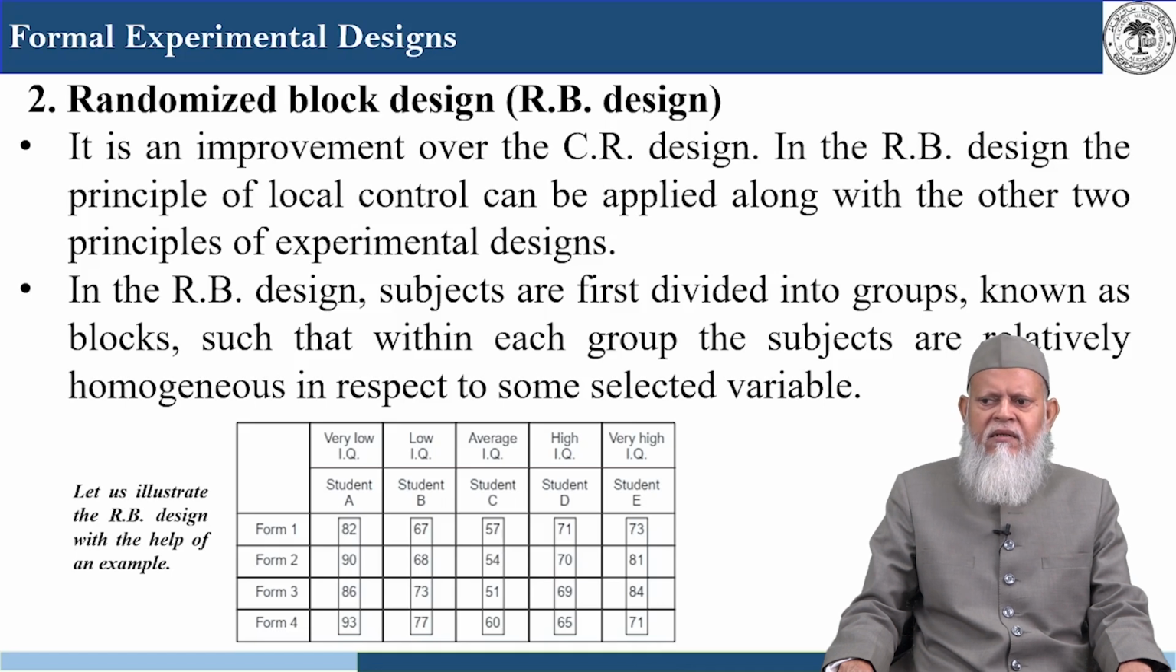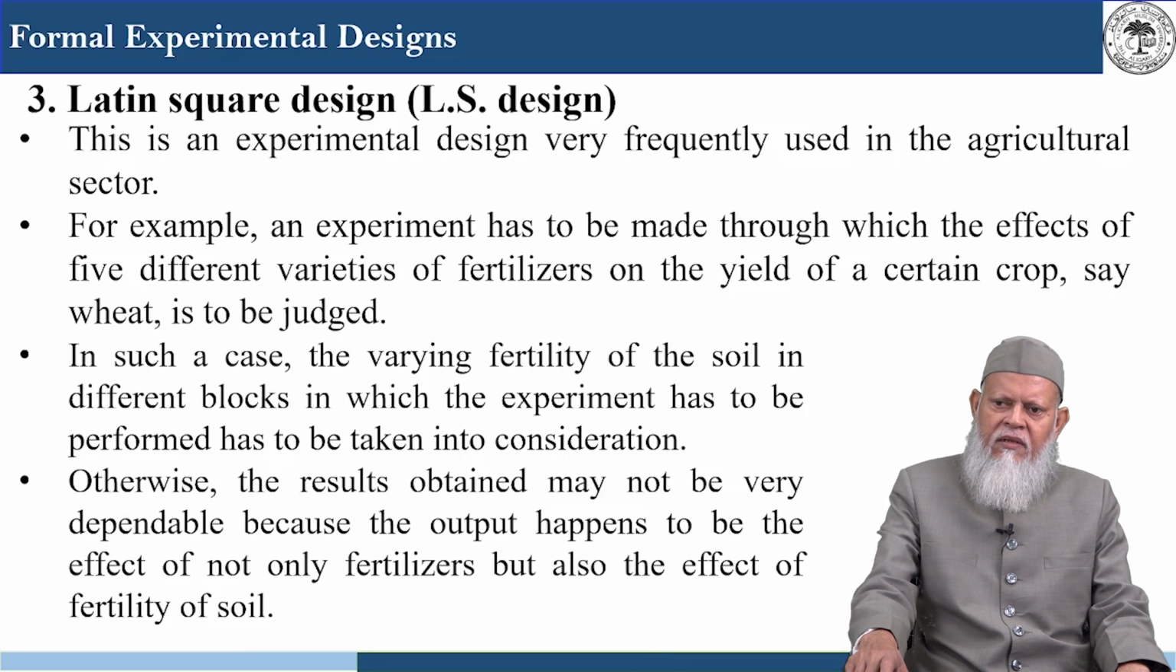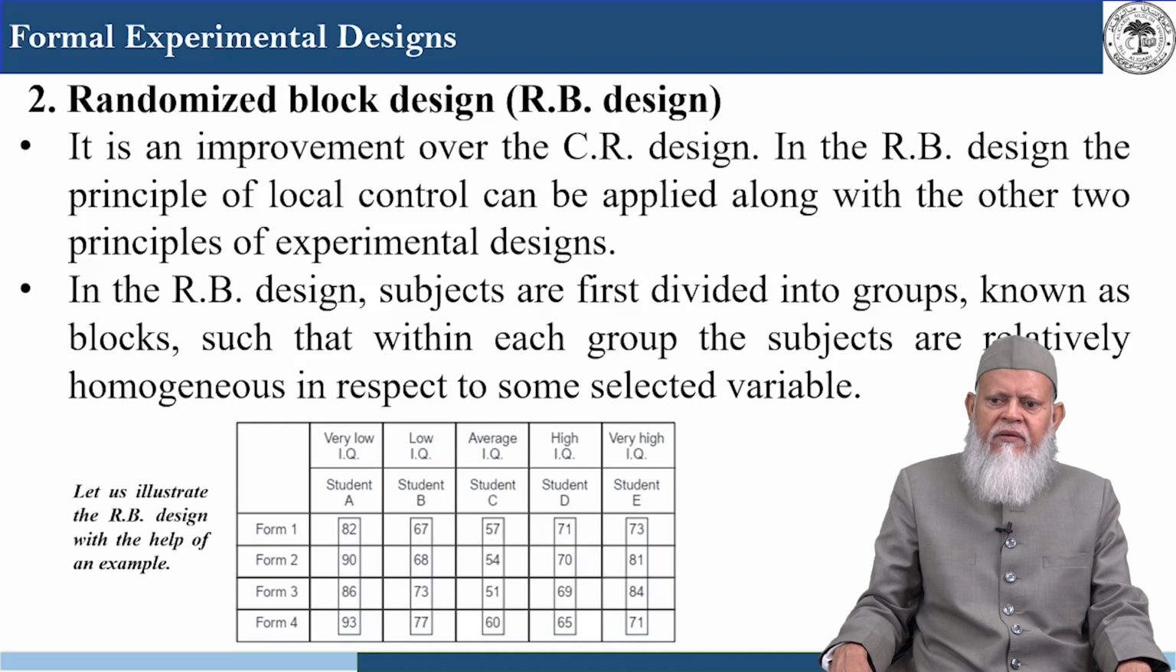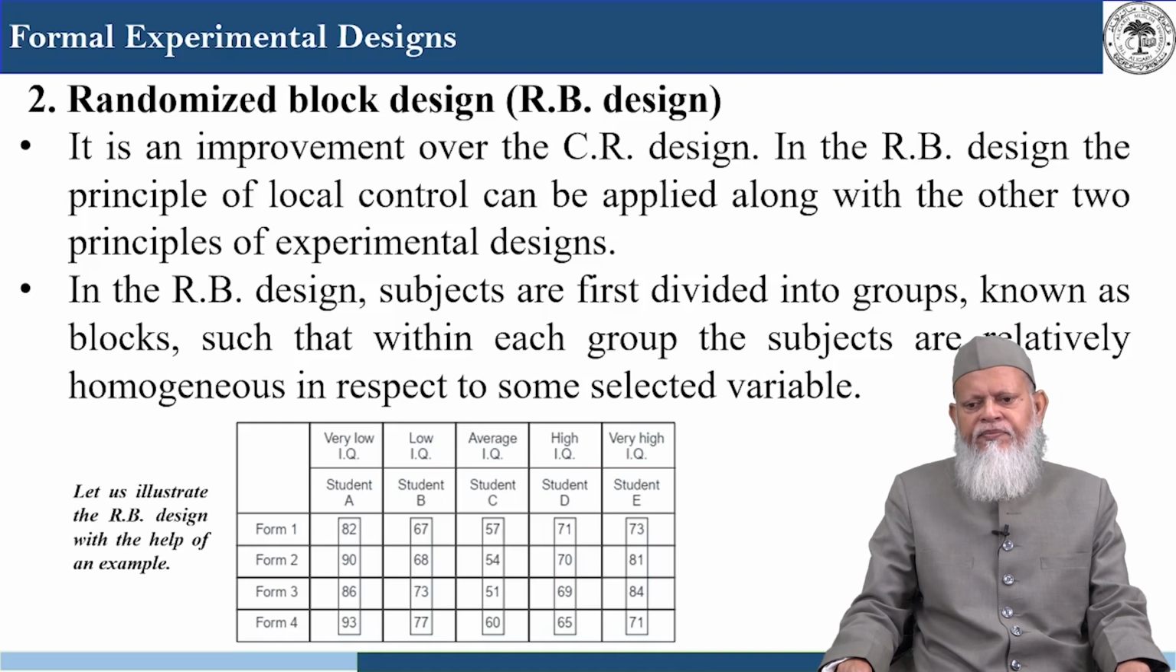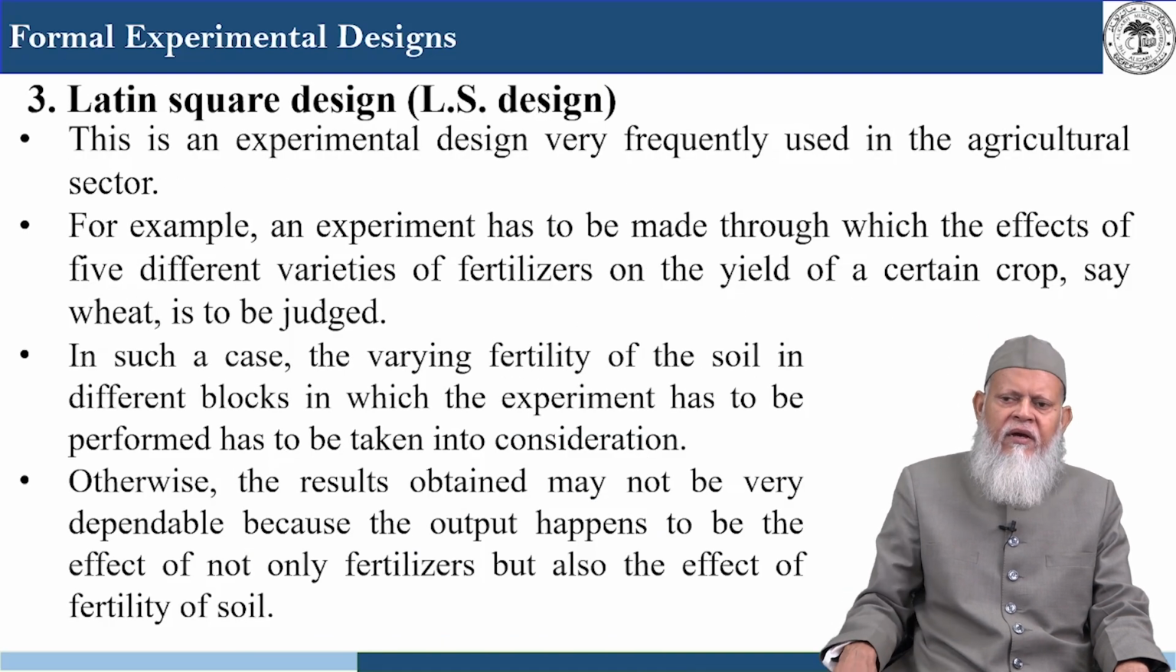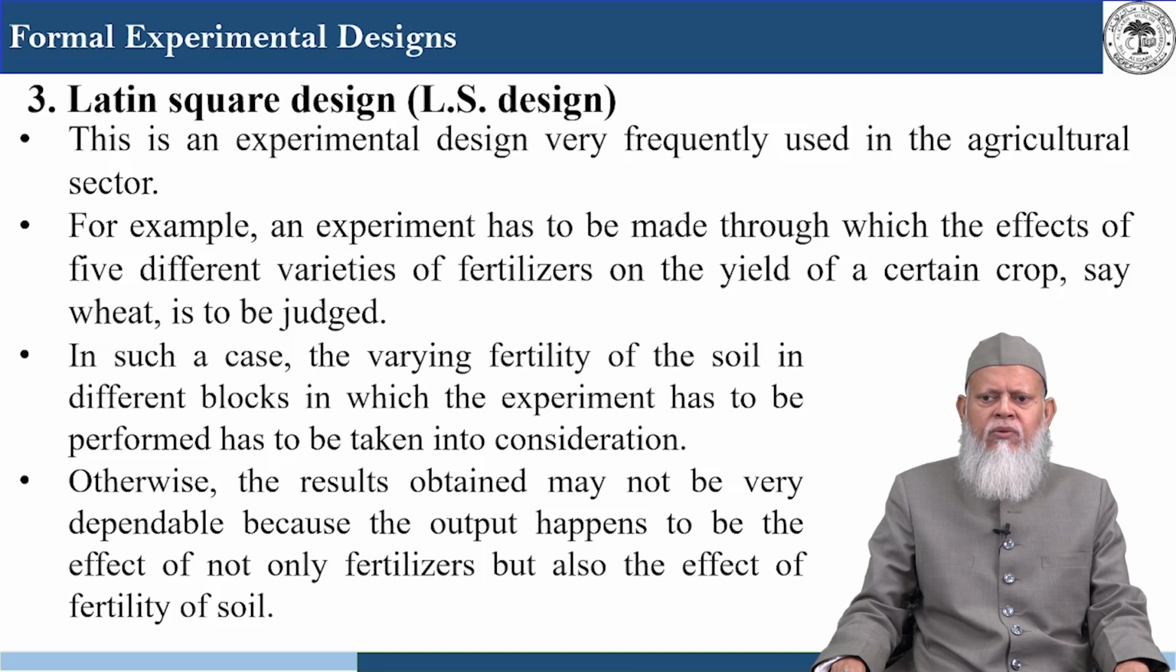In the RB design, subjects are divided into groups known as blocks, such that within each group the subjects are relatively homogeneous with respect to some selected variable. The design is explained in the diagram and with the help of an example. Then we proceed to discuss the Latin square design.